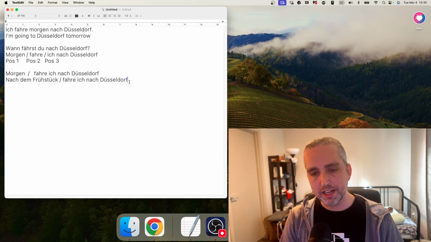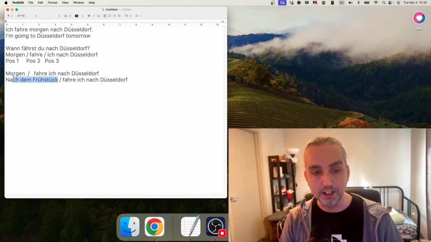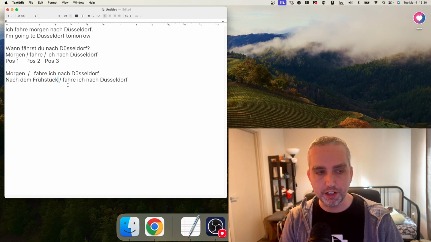And this is a mistake. The longer this thing gets, the more likely non-native speakers are to mess this up. And this can get really, really long. And this is something which is used so often in German, in normal spoken German, this happens all the time. And so you really want to get this down.